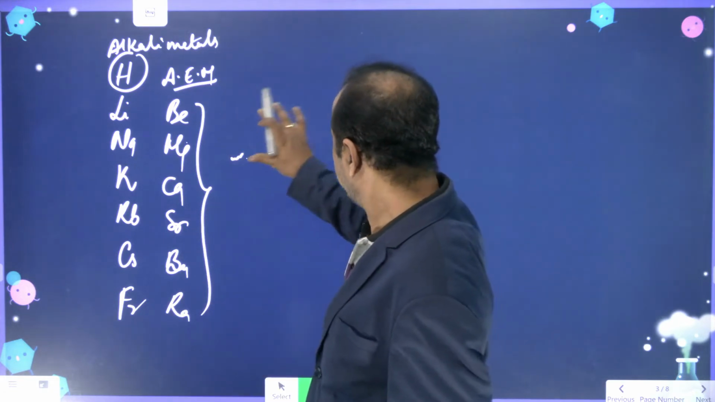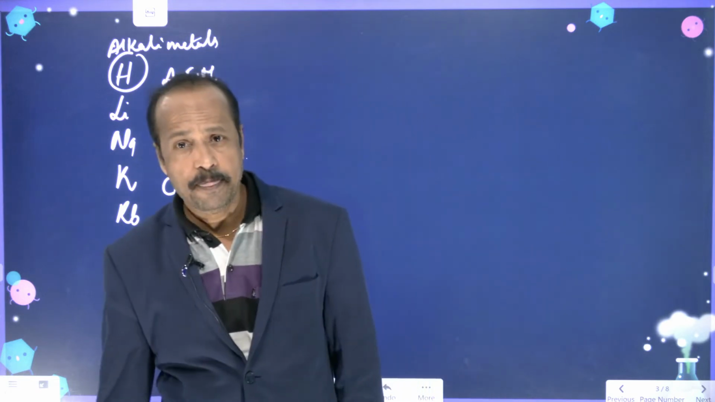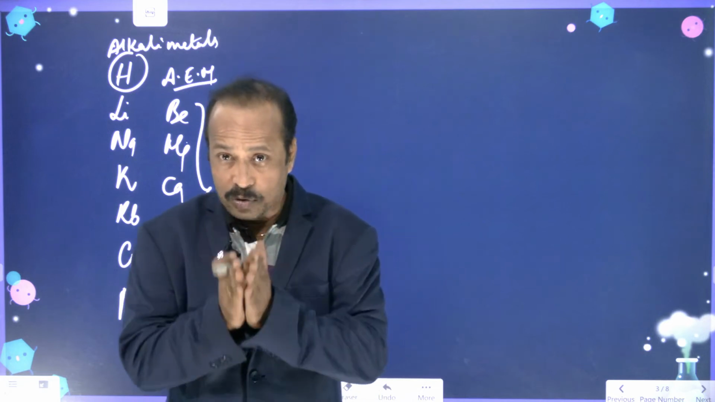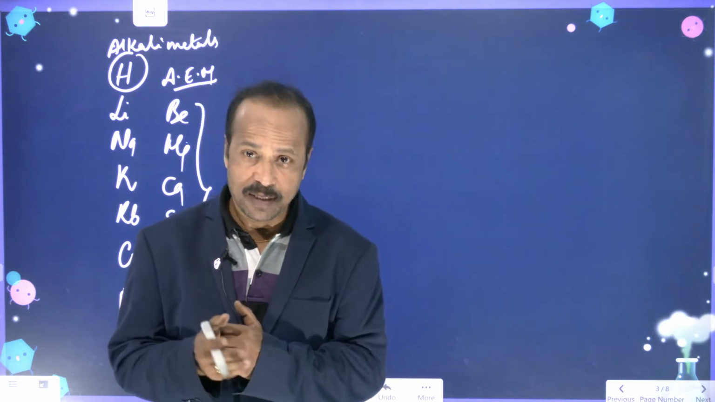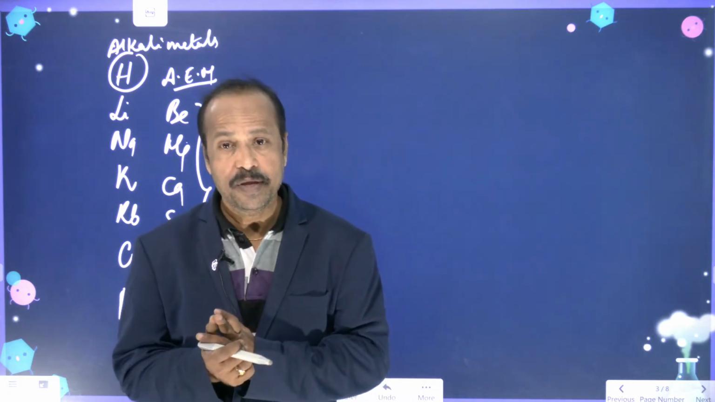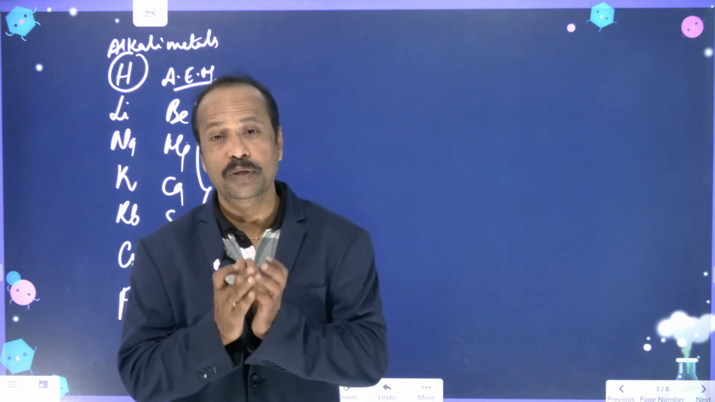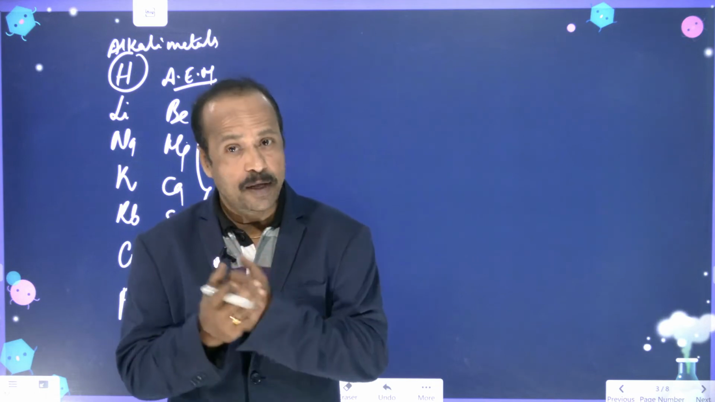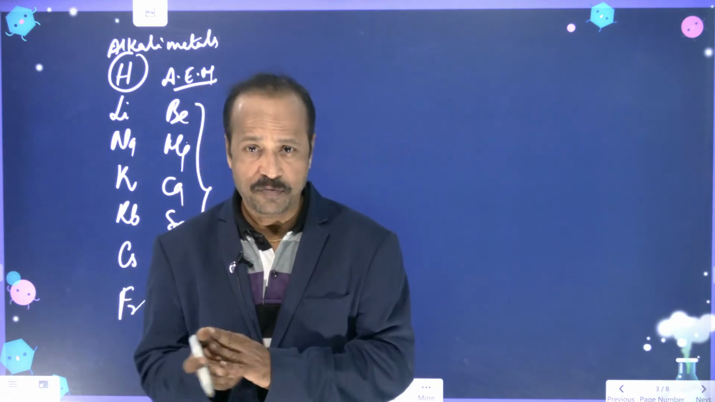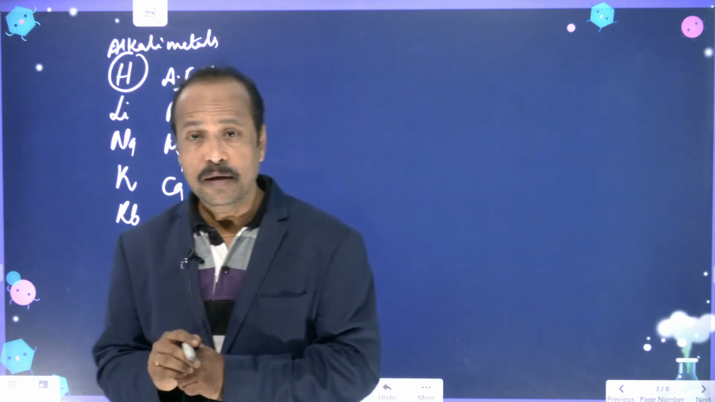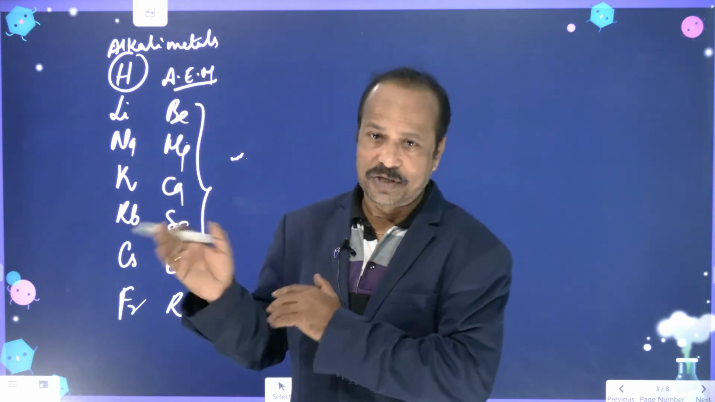Like this, 18 groups are there, and we are going to study all these elements. What are those elements, how are they available in nature, what are their physical properties, what are their chemical properties, how are they obtained, and what compounds they form. All these things we are going to learn under the part of inorganic chemistry.